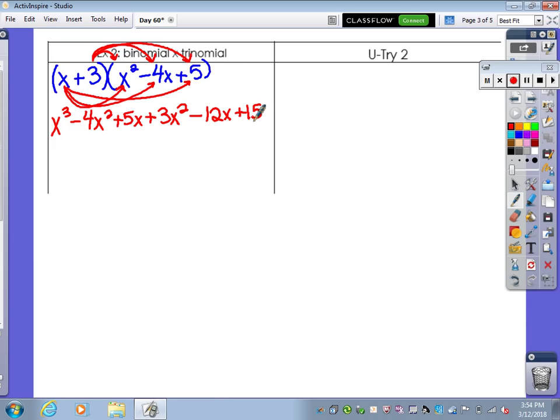From here you look for your like terms to combine, and remember proper math etiquette. You want your final answer with your exponents in descending order. So we only have 1x to the 3rd, negative 4x squared, and positive 3x. Remember we grabbed the sign in front. So negative 4 plus 3 is negative 1. And then a positive x minus 12x, or positive 5x, would be negative 7x. And your constant is 15.